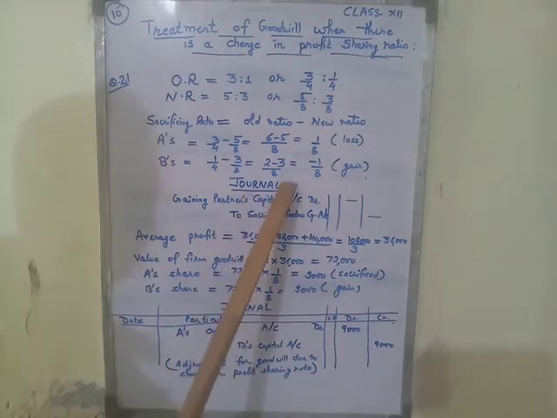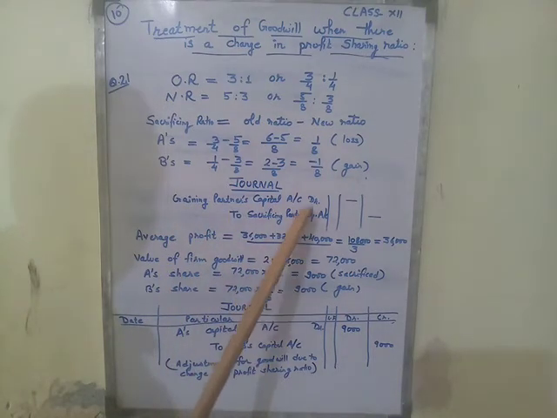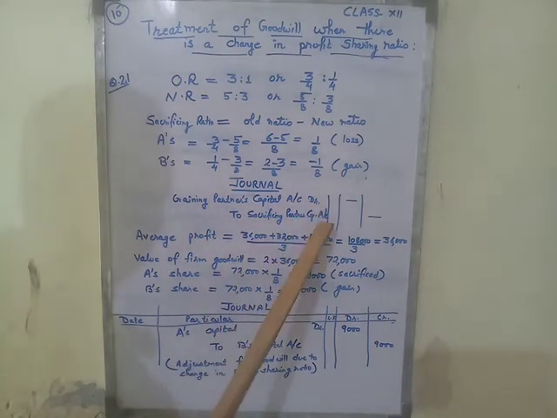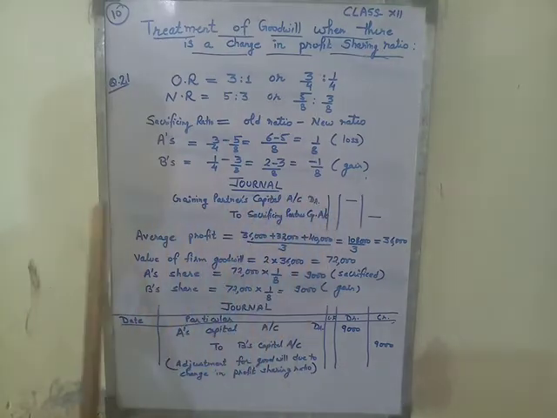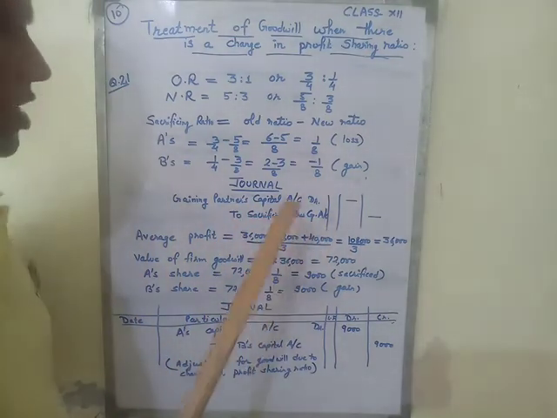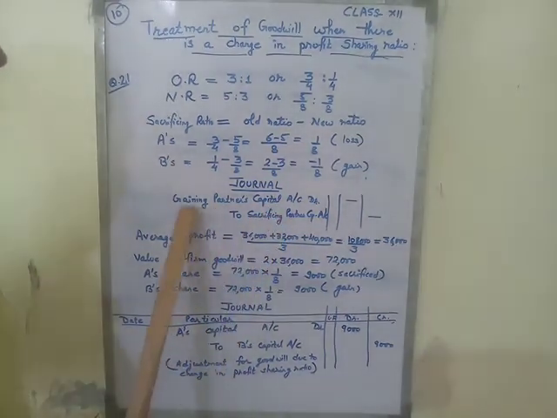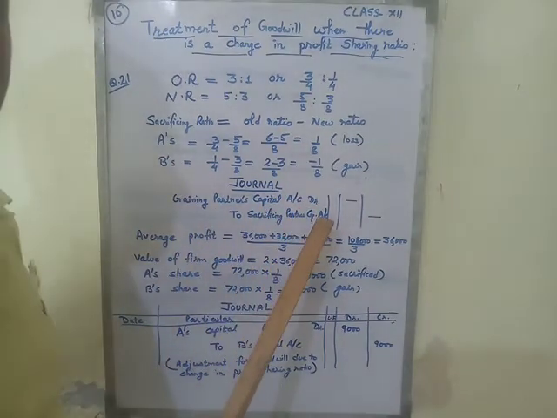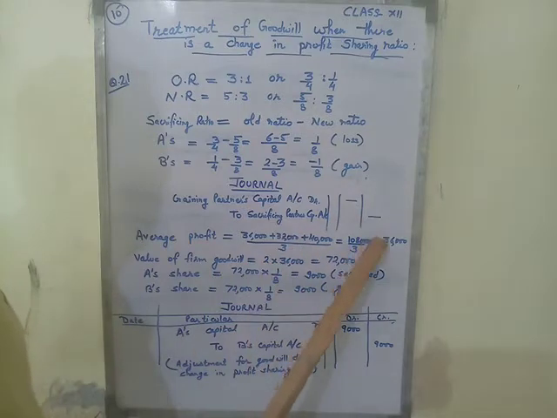So the journal entry regarding the sacrifice and gain: gaining partner's capital account debited to sacrificing partner's capital account. This is always the entry when there is a gain and a sacrifice in the ratio we calculated, that is, gaining partner's capital account debited to sacrificing partner's capital account.